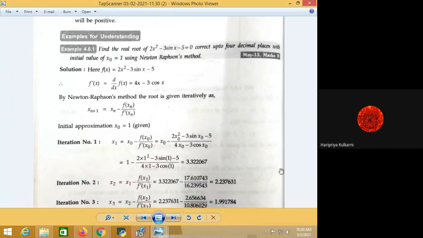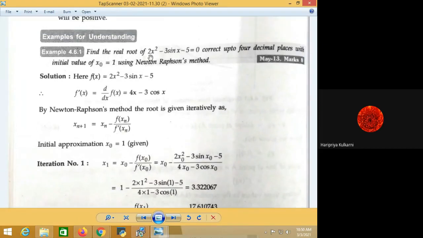Hello students, today we are going to solve a numerical using Newton-Raphson method, which is used for solving a polynomial. Today we are studying with one variable only. Let us say the numerical is 2x square minus 3 sin x minus 5 equal to 0. We have to find out the root correct up to 4 decimal places.